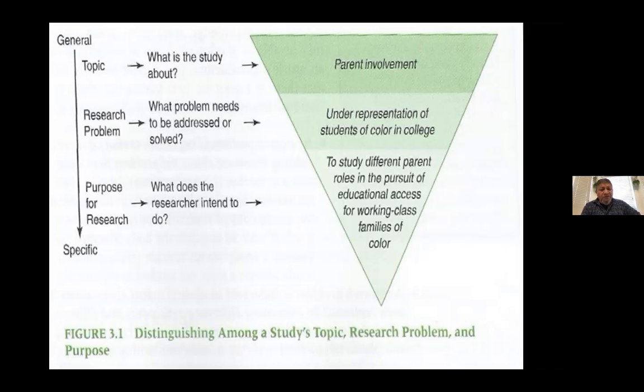So purpose of the research, what does the research intend to do? The study is to study different parent roles in the pursuit of educational access for working class families of color. So this particular researcher is looking at it from this perspective. You may be looking at it from another perspective. You may say something like, I want to study the different parent roles given the parents' knowledge and understanding about college, meaning that you are more interested in college readiness components.